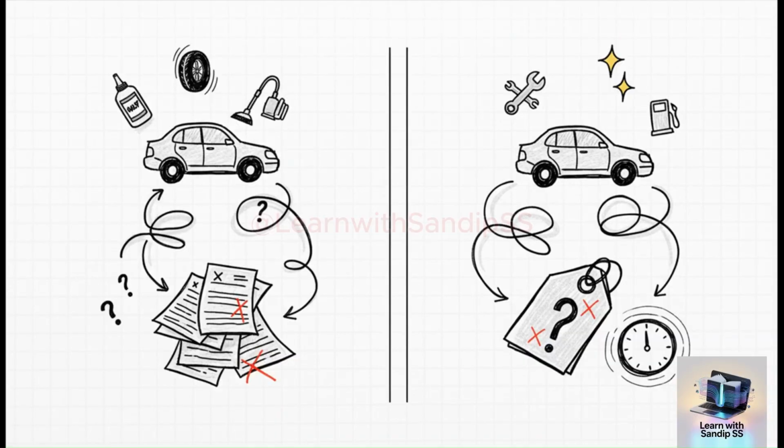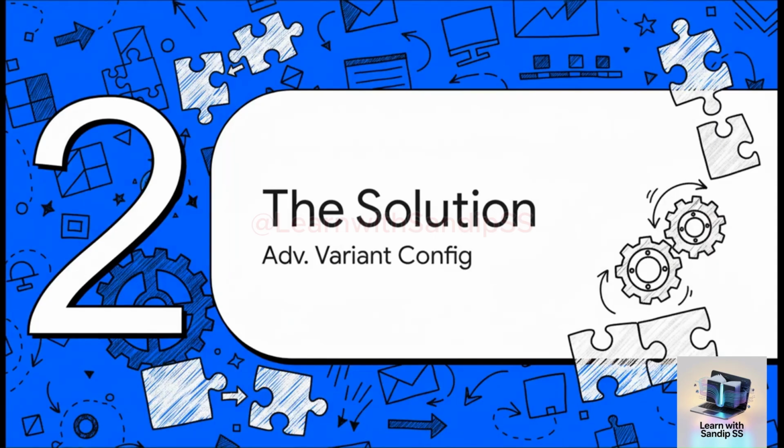Okay, so picture this. Your customer wants the premium wax and the leather seat conditioning, but they don't want the tire shine. The very next customer wants the exact opposite. Trying to manually create a unique service order and price for every single one of those combinations is just a recipe for errors, for wasted time, and for totally inconsistent pricing. And that right there is the core challenge. So how do we solve this puzzle?